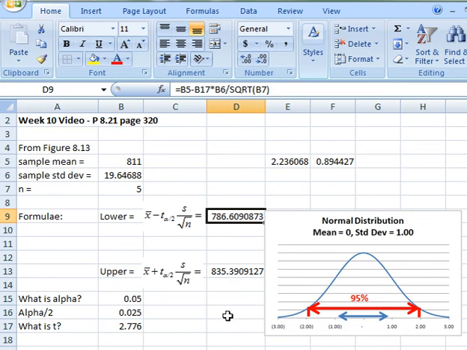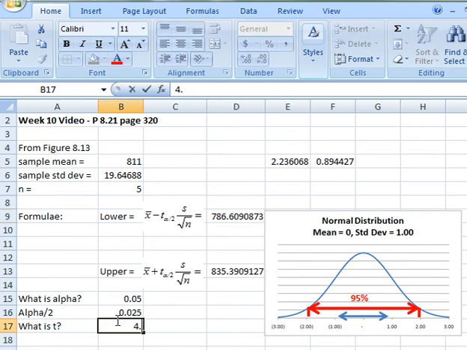Just for fun, let's say we wanted to be 99% confident. If you go down to the T.005 column, which would correspond to an alpha of 0.01, and go across from the 4, we get 4.604. Let's just plug that in and see what range that gives us. That gives us a range from 770 to 851. A little broader, quite a bit broader, but still we're okay because we're greater than 750.